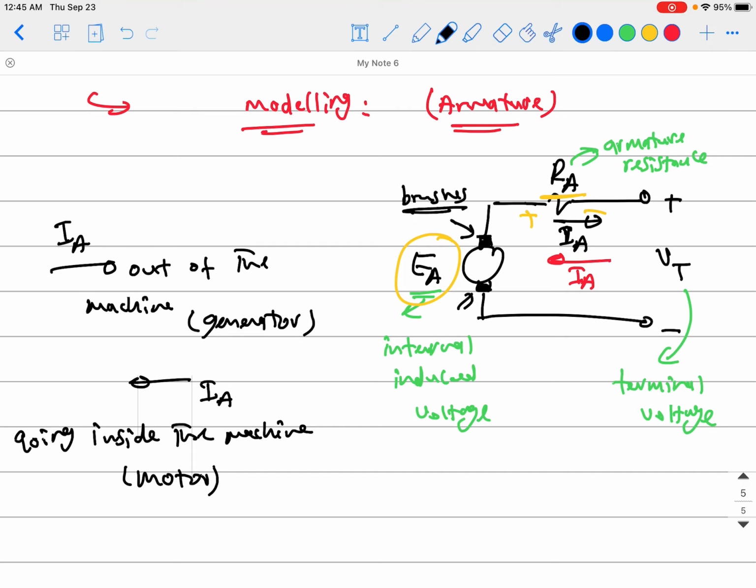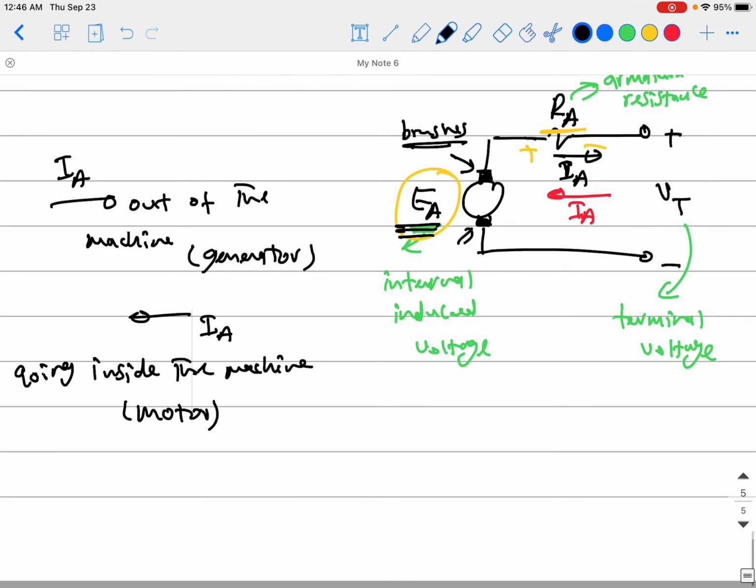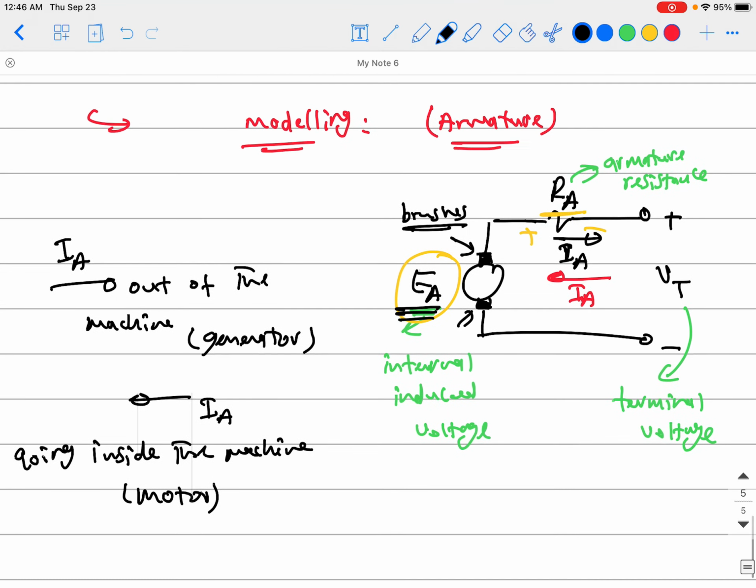So these brushes will be plotted like this, just to remind you: Ea is an internal voltage inside the machine, and it will not be directly the terminal voltage you will get outside of the machine, whether you're talking about a generator or even a motor. Okay, guys? I'll be talking more next time about these modeling criteria, how to have this electric circuit modeling.